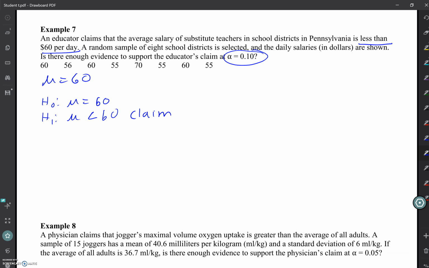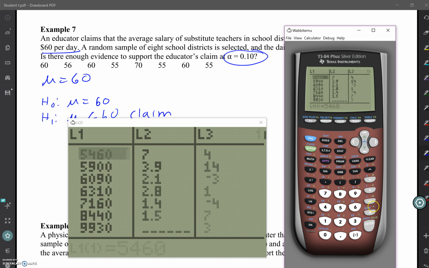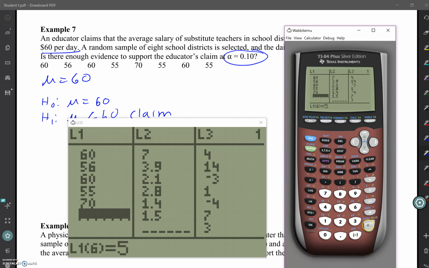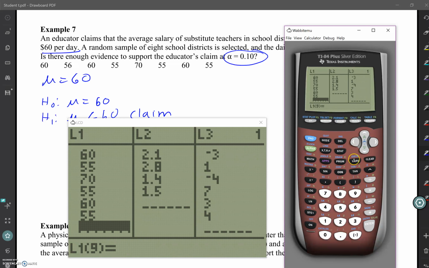All right. So now that I know that, I can put all this data in a list and then run my t-test with data. Or if I want to work it by hand, I can figure out the mean and the standard deviation and work it from there. Either way, it doesn't make a difference to me. We are running a t-test on it, yes. The frequency is always 1.